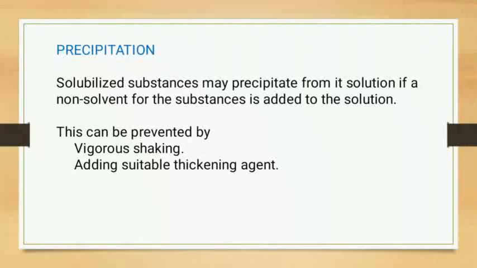Now, moving to the next one, that is precipitation. So students, a solubilized substance may precipitate from its solution if a non-solvent for the substance is added to the solution. And this precipitation can be prevented by vigorous shaking or by adding a suitable thickening agent.